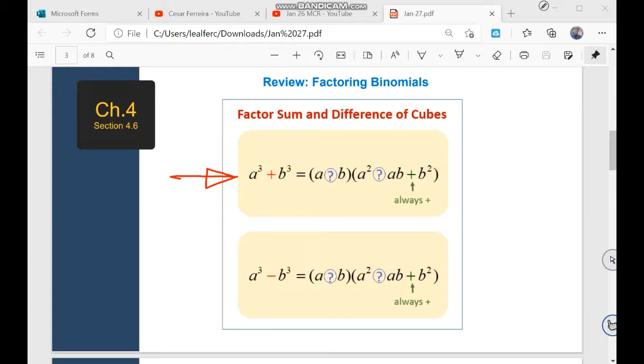Tell me now, what's going to be the sign that's missing here and here? On the first slot, is it a minus b or a plus b? On the second slot here, is it a squared minus ab or a squared plus ab? What do you think is the right answer? Type now in the chat box. Do you remember we worked yesterday on the quiz and we applied these formulas?